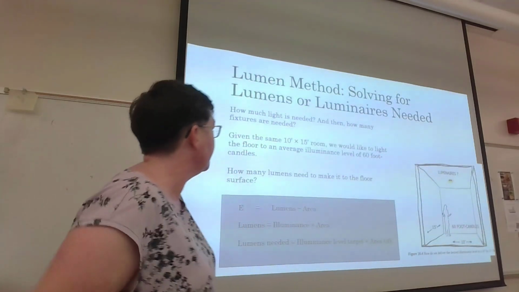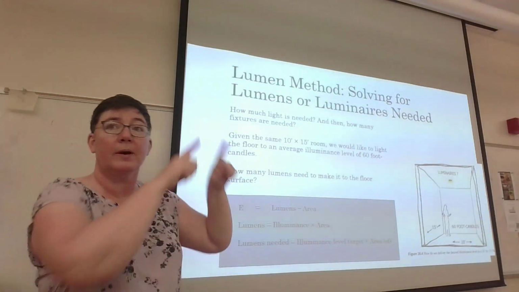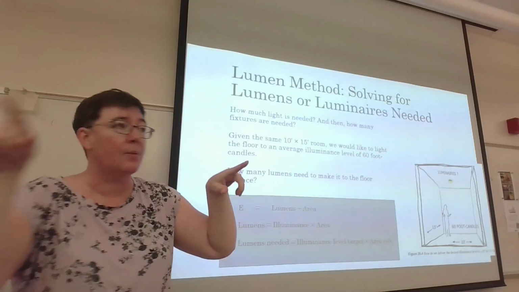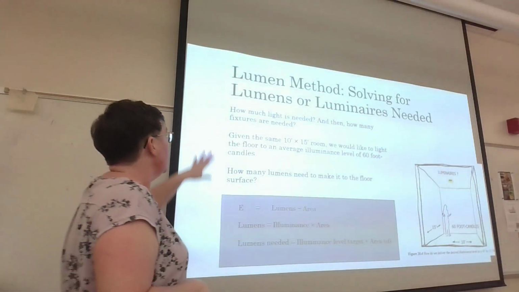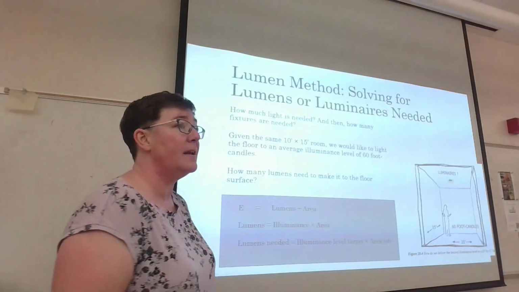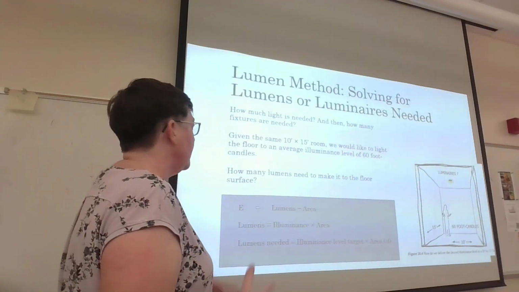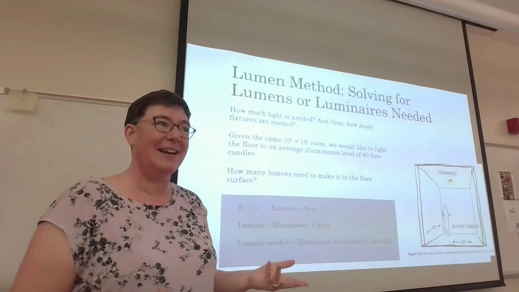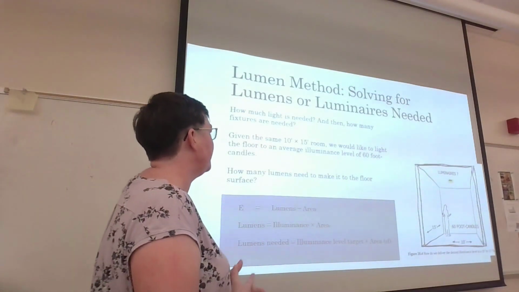All right, so let's go the other direction. We worked the equation one way. Now we're going to use the same equation but work backwards. How much light is needed in our space, and then how many fixtures are needed? You can see why this would be very useful. We're going to talk about the same room, 10 feet by 15 feet.